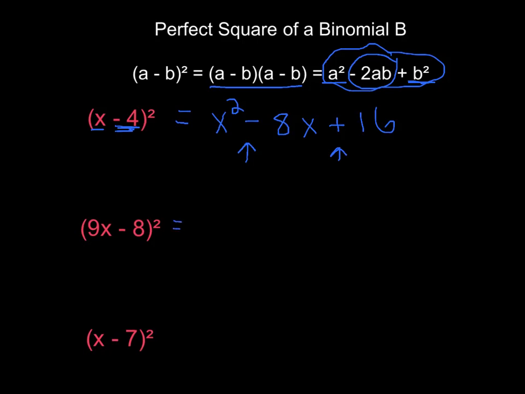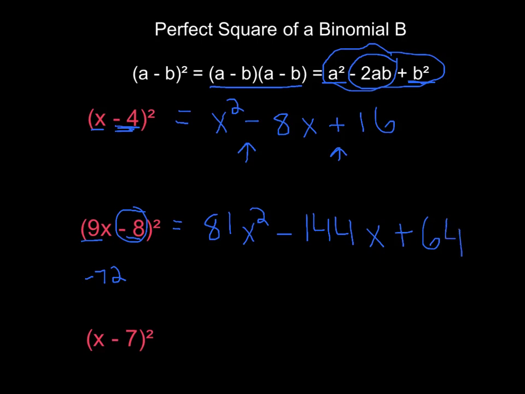Alright, second example. Square the first term. 9x, when you square it, you have to square both of them to get 81x squared. Now, we have to multiply our two terms together. Negative 8 times 9 is negative 72, but we still have to double that. So you're going to get a negative 144x, and then square your second term. Negative 8 squared is a positive 64.